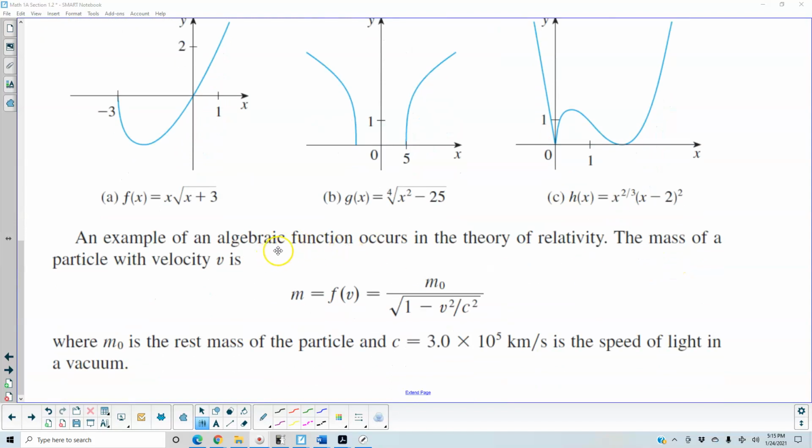An example of an algebraic function occurs in the theory of relativity, the mass of a particle as a function of its velocity. We will see this formula later on in the book, where m subscript 0 is the rest mass of the particle, and c is equal to 3.0 times 10 to the 5th kilometers per second, the speed of light in vacuum.